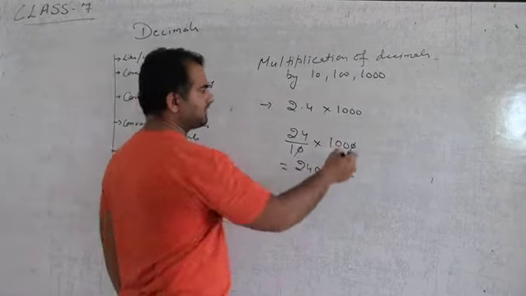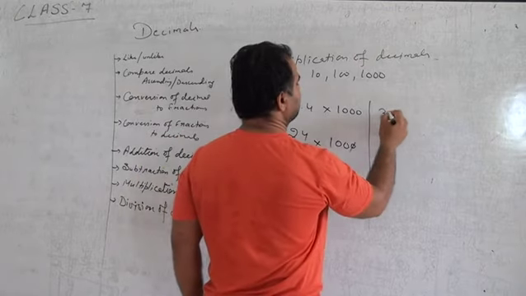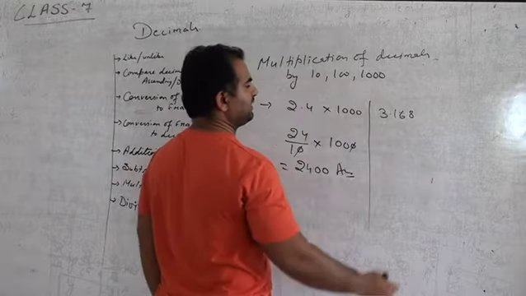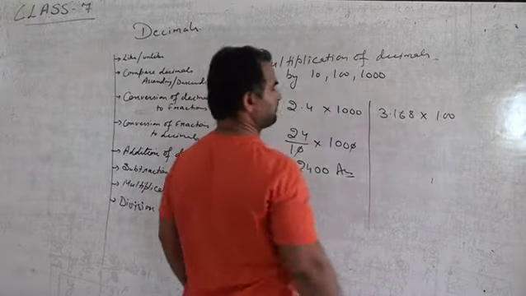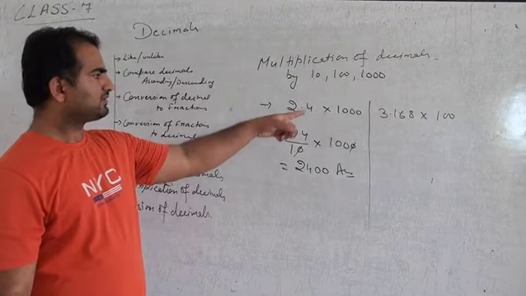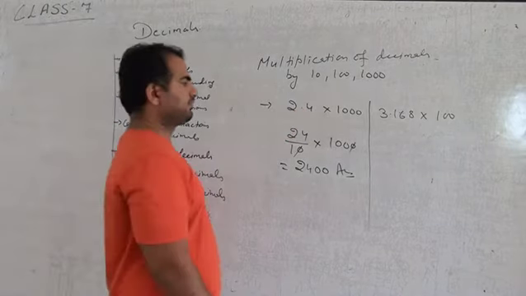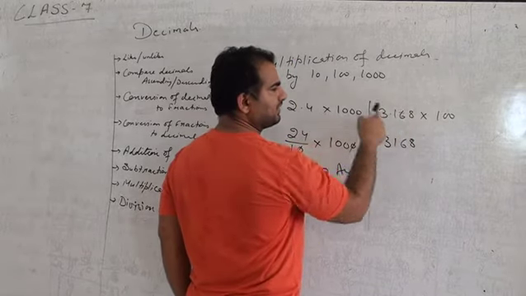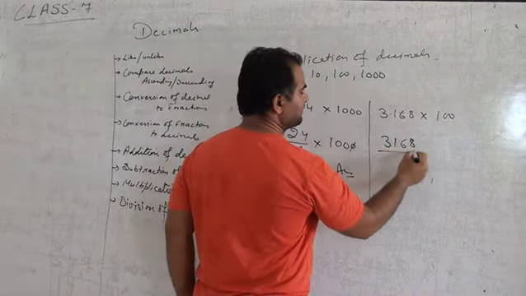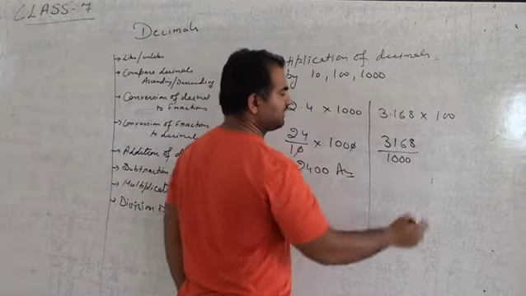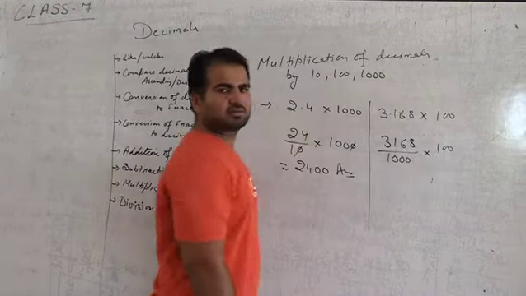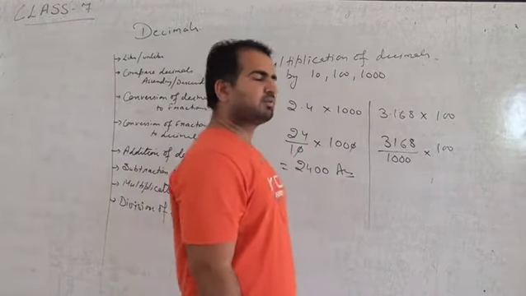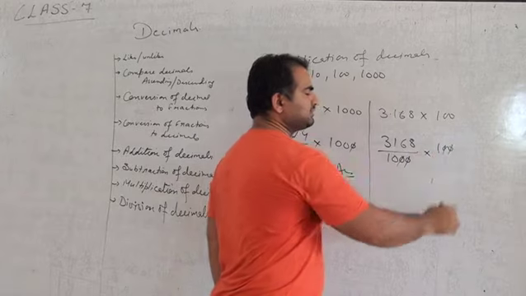Okay, we can take another example. It can be 3.168 multiplied by 100. So it will be 3168. How many digits are there after the decimal? 3. So we have to write 1000 multiplied by 100. Done? So now what we have to do is just cross the number of zeros that can be crossed. So 2 zeros and 2 zeros.